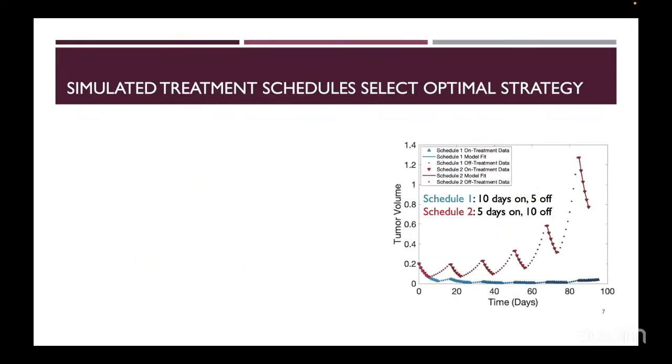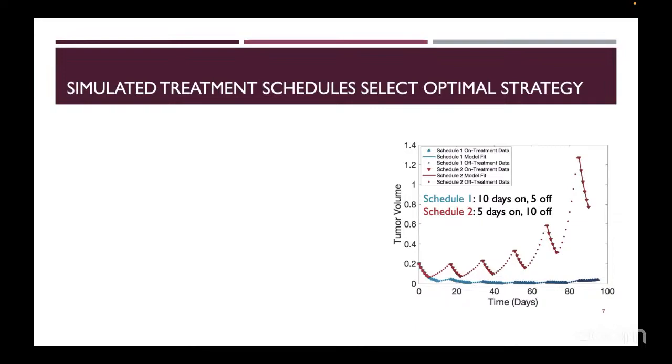Okay, so the big research question today is, can we simulate treatment schedules over multiple cycles? And can we do that and select an optimal strategy? So here I have 2 simulated treatment schedules. They go over about 6 cycles each. You have on-treatment periods, off-treatment periods, and the only difference between these two is these schedules. So same initial distribution, same growth and death rates, everything.